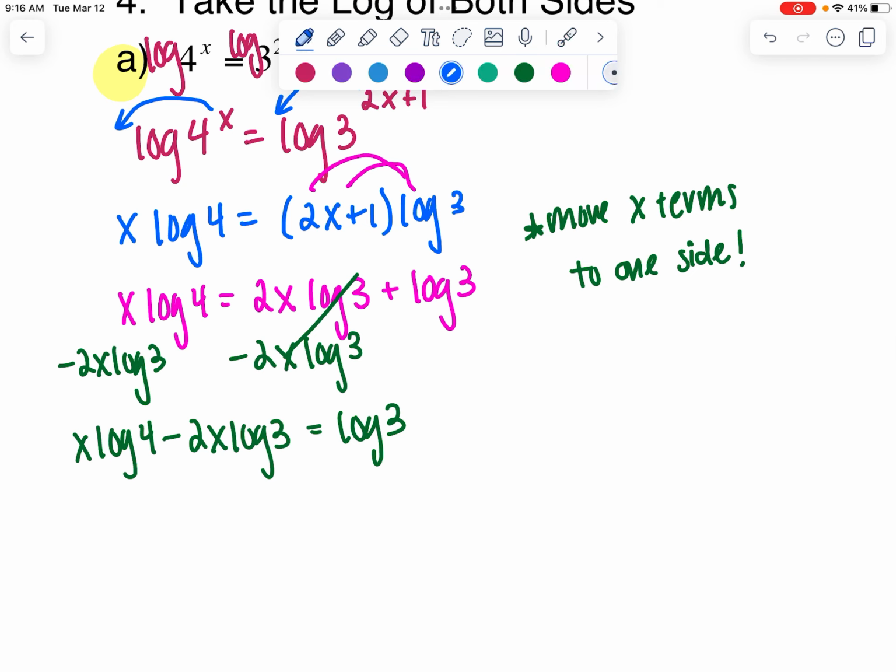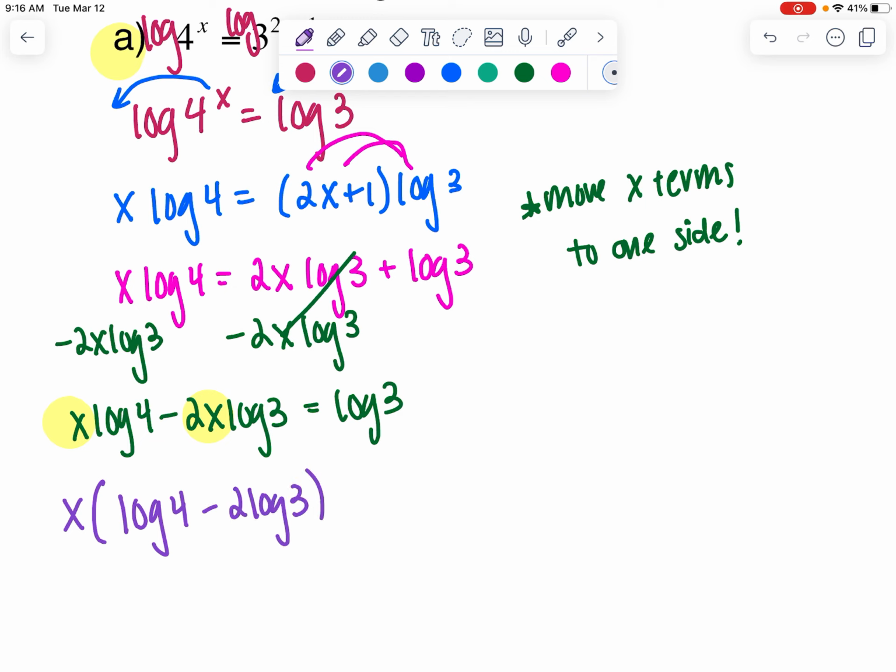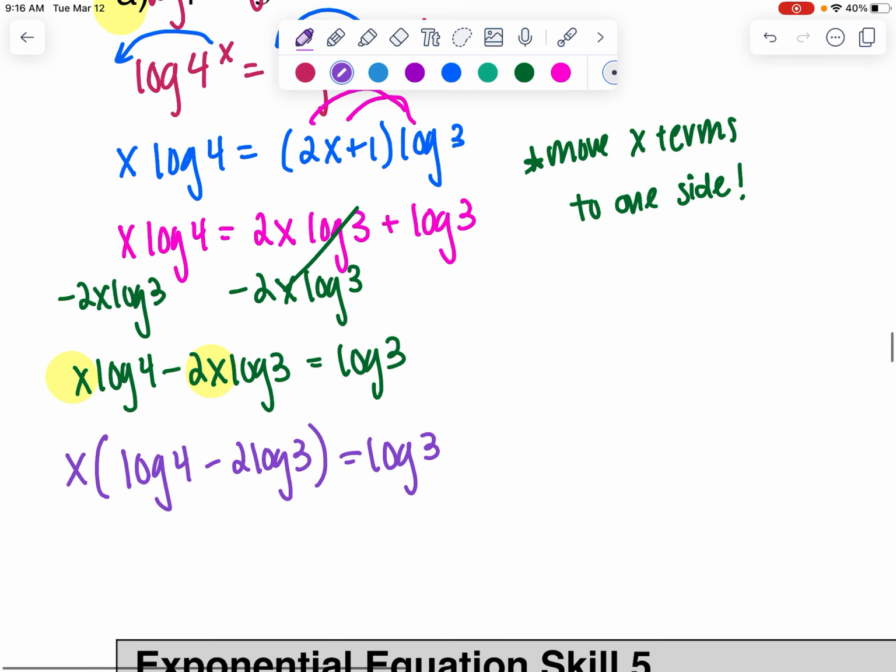And you're like, okay, Ms. Walter, what do I do now, right? We see that these two have the common factor of x, so I'm going to go ahead and factor the x out, and we're left with x times log 4 minus 2 log 3 is equal to log of 3. And then the final step here is dividing the log 4 minus 2 log 3 on both sides.